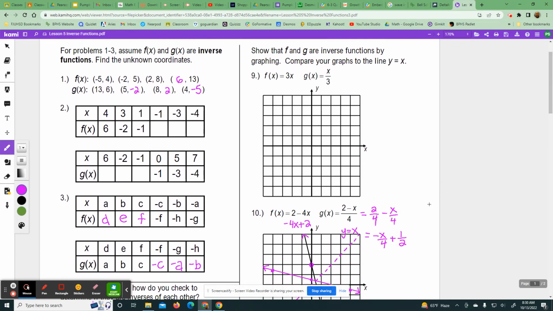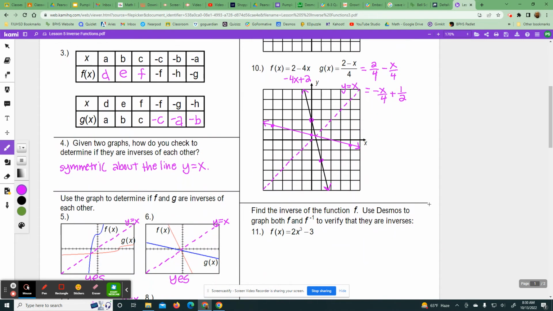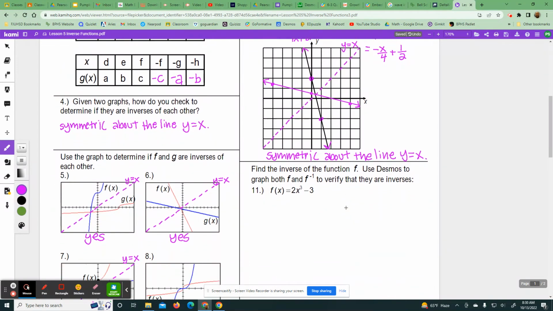Let's see what it's asking us. Compare the graphs to the line y equals x. So here I'm going to say we're comparing, and I'm going to say symmetric about the line y equals x. Boom. Okay? And it should be symmetric about the line y equals x on 9 as well. You're just graphing.